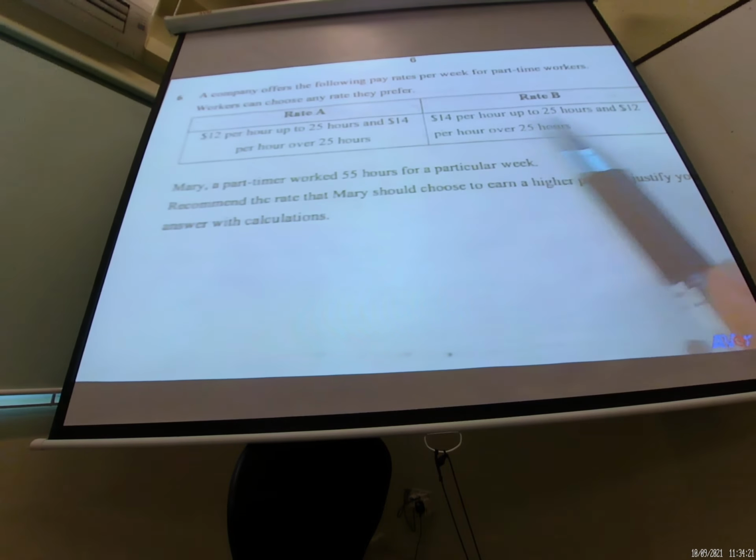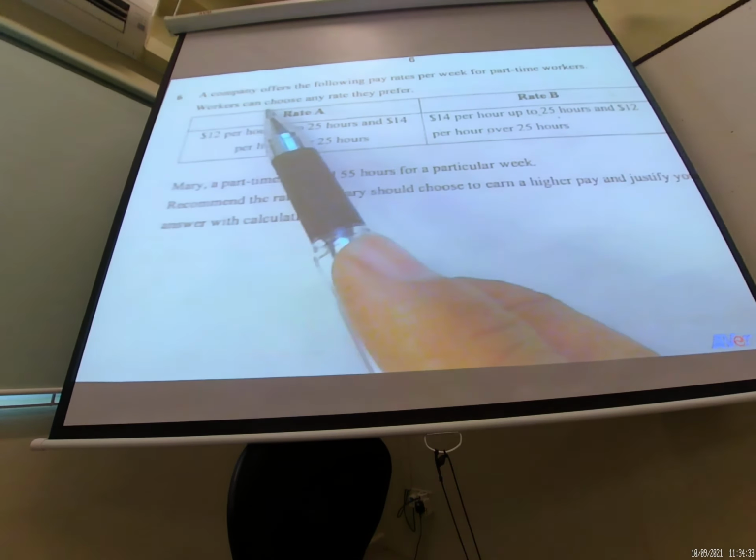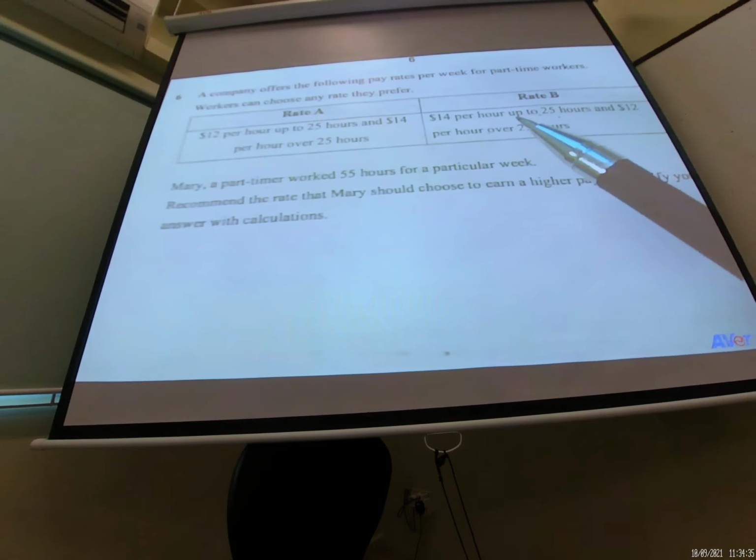$14 per hour up to 25 hours. Then if you work more than 25 hours, every hour is $12. So there are two kinds of rate. Then the worker can choose which one they prefer.